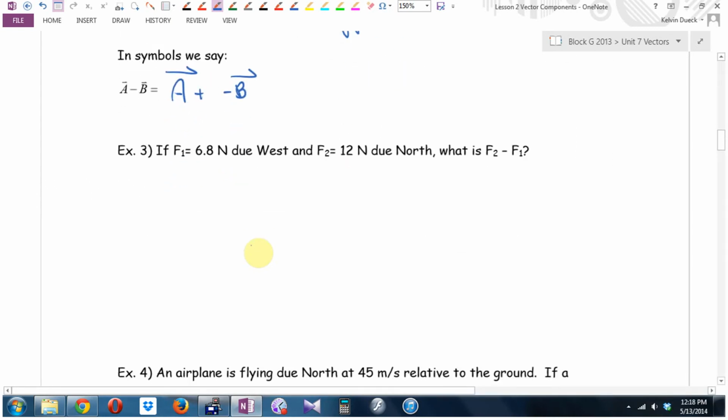So, if F1 is 6.8 newtons due west, better draw a compass, and F2 is 12 newtons due north. What's F2 take away F1? I'm not going to do that. F2 vector, take away F1 vector. I refuse to do that. Instead, I'm going to go F2. How will I change that minus sign? Plus the opposite of F1. And I always leave a bit of a space just to exaggerate it, Curtis, so that I know what I'm doing.